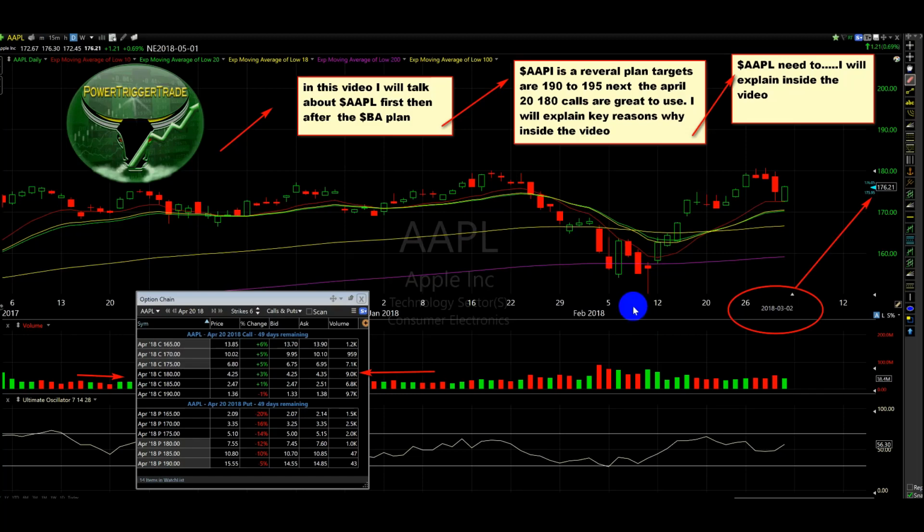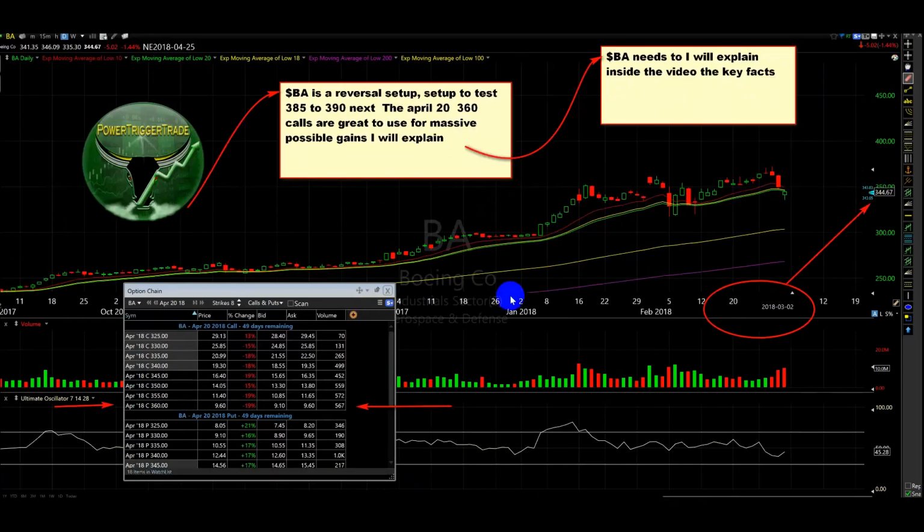All right, now, let's go talk about BA, people. BA also is a reversal setup. Set up to test 385 to 390 next. Now, you heard that right. It could be even higher than that, but those are the lowest possible targets.